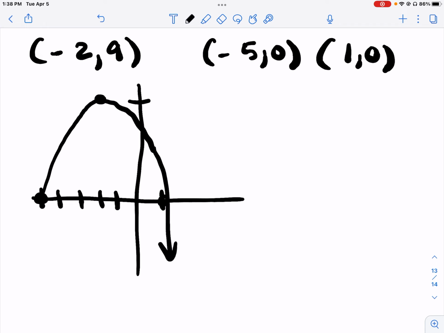Okay, this is upside down. It's because we had negative x squared.